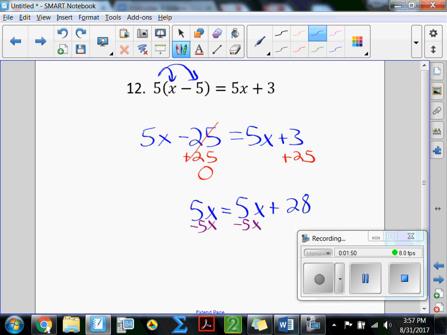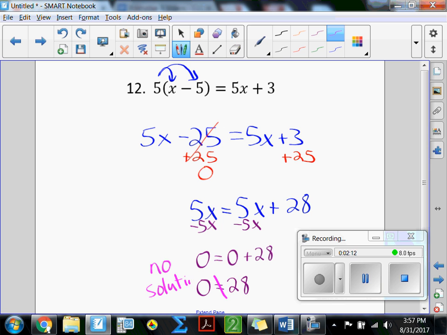5x minus 5x is 0. On the right side of the equation, 5x minus 5x is still 0, and I have a plus 28. So now I have a 0 equals 28. 0 does not equal 28. That doesn't make sense. Since that's a false statement, we say there's no solution.